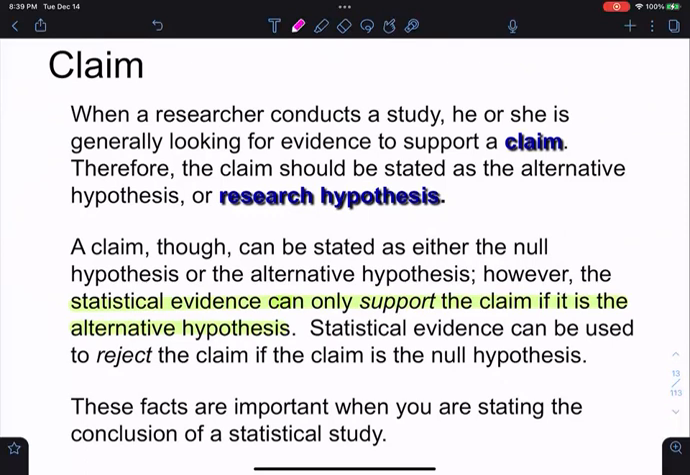These facts are important when you are stating the conclusion of a statistical study, right? So we're always looking for statistical significance, right? That's our main goal.